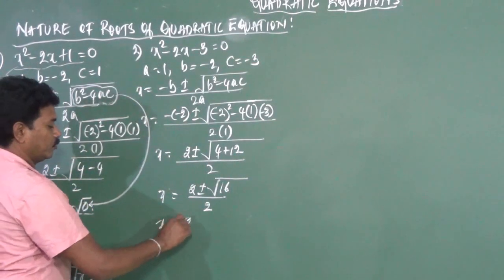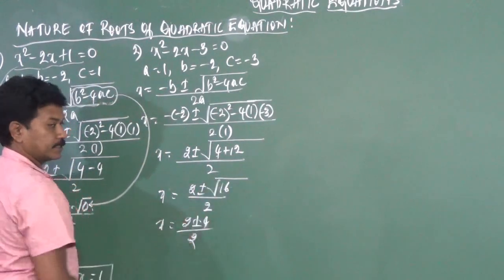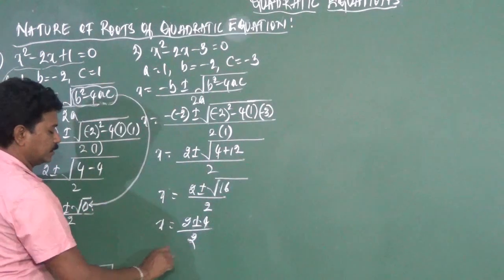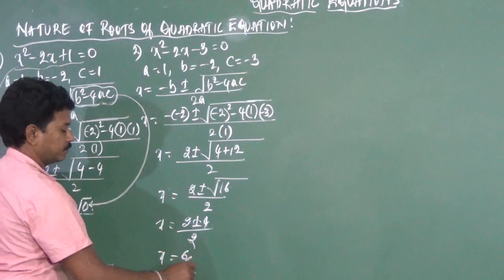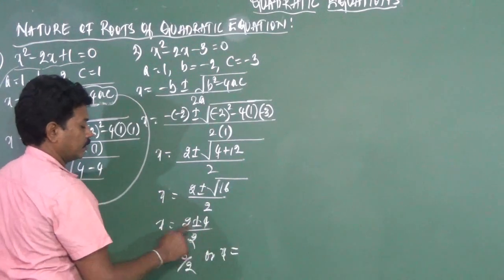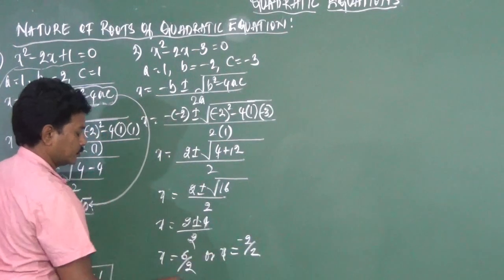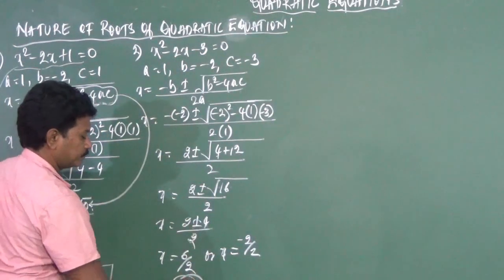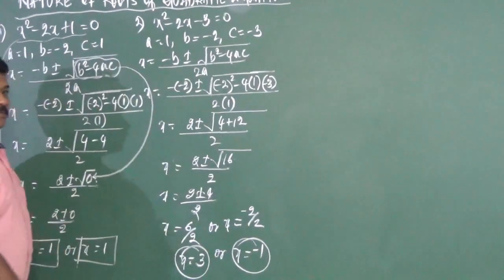So x is equal to 2 plus or minus 4 by 2. Square root of 16 is 4. Okay, so x is equal to 2 plus 4 is 6 by 2, that is 6 by 2, or x is equal to 2 minus 4 is minus 2 by 2. So x is equal to 3 or x is equal to minus 1.